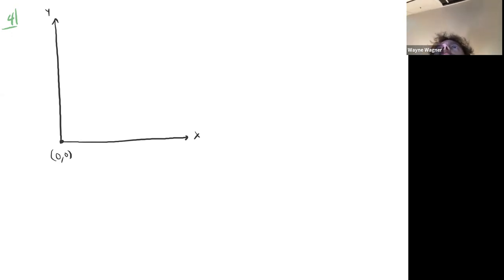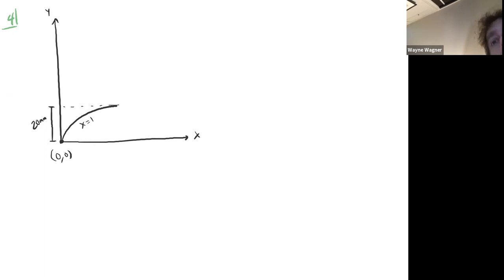Okay, so we got Y and X. I want to just make note that this is 0, 0. That's the origin, so we're going to measure everything from there. Okay, let's see. So now we've got 20 millimeters. They love to do millimeters on these sorts of problems. This thing's going to go like this, so that's going to be X equals KY squared. Yes, this is 20 millimeters on this side too.